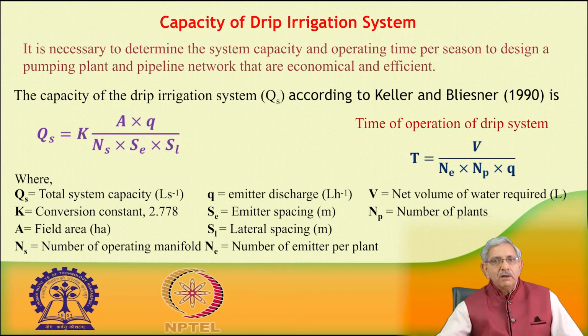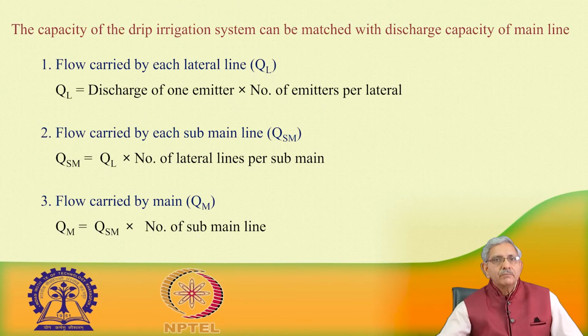So, now here time of operation is another component. Time of operation means how many hours the system should be operated. We know the volume of water supply that is needed, and that volume we will get based on the number of plants and its ET naught value, meaning area multiplied by the ET naught multiplied by the number of plants. And then that is divided by the Q. So, this will give us the total time of operation of the drip system.